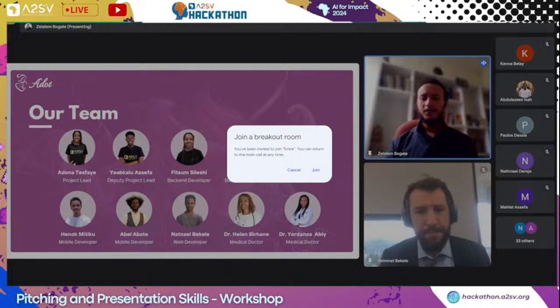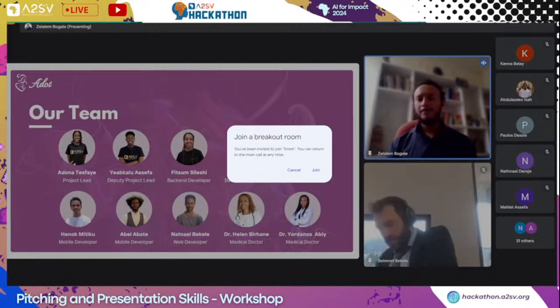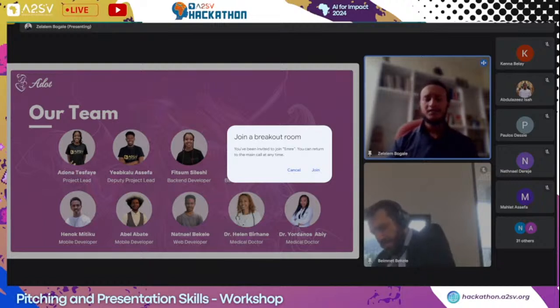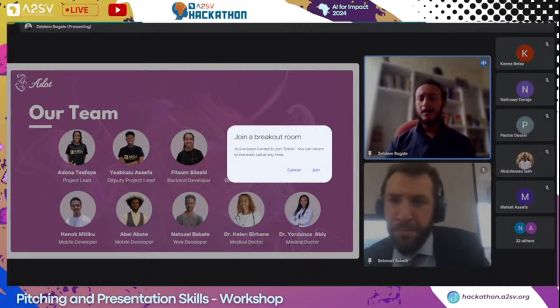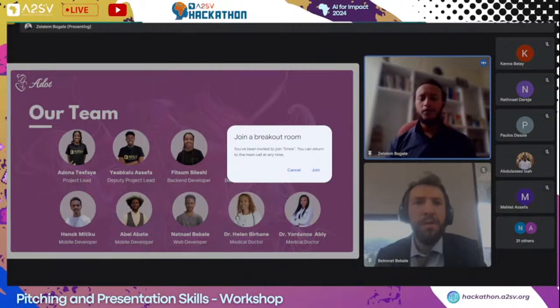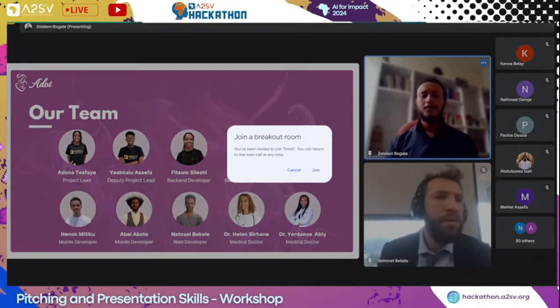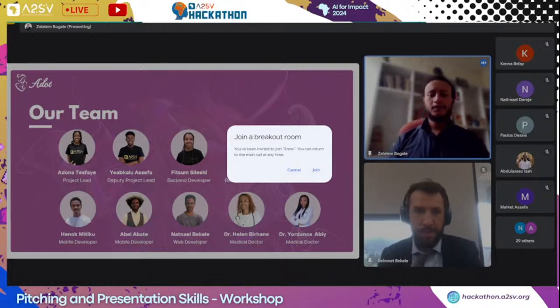We have 10 members here, which includes medical doctors. You can see how adding medical doctors really works to our advantage because it gives us credibility since we're working on a medical app intended for mothers, and we have two medical doctors in our team. We also have our project lead, our backend developer, our product manager, mobile developer, web. So it shows that we have a holistic team which comprises different departments.